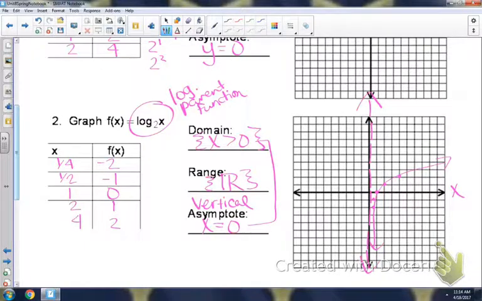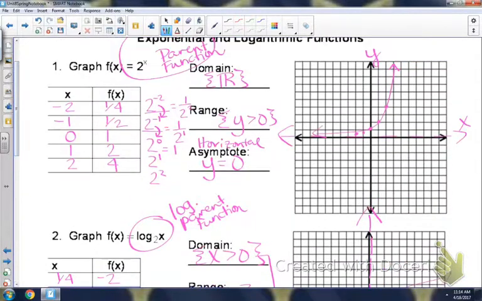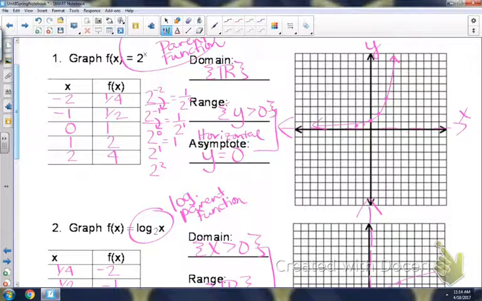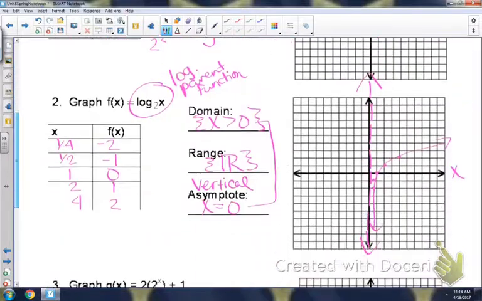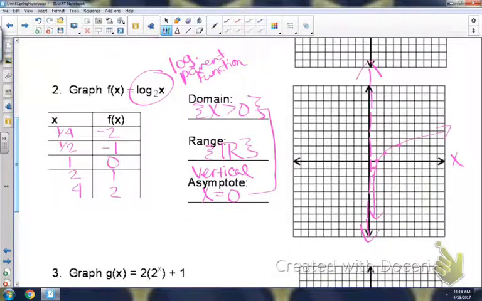These are going to match. Look back up at the top. So on your exponential, your range and your horizontal asymptote will match. And then on your log, your domain and your vertical asymptotes will match. Just one will be equal to. Alright, so those are our two parent functions. You will need to transfer those to your yellow parent function chart.